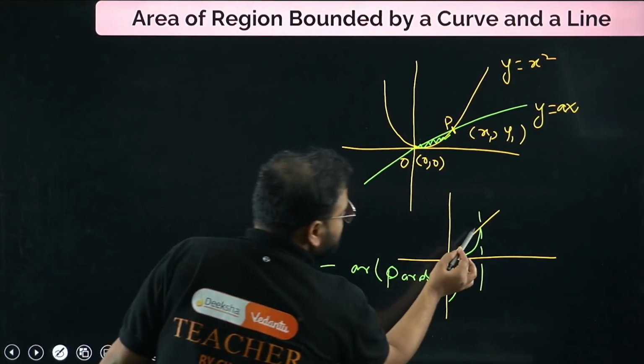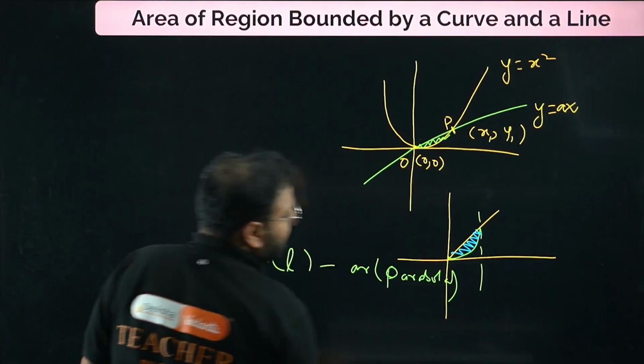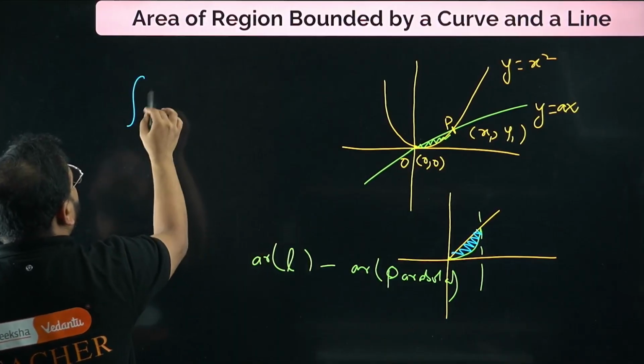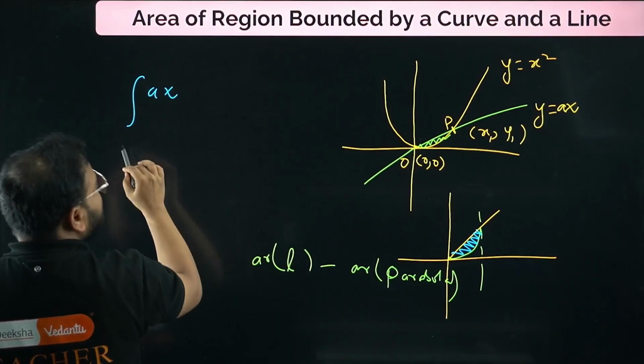The required area is this area I have highlighted over here. So how do you solve it? You'll integrate ax, from where to where? From 0 to x1.